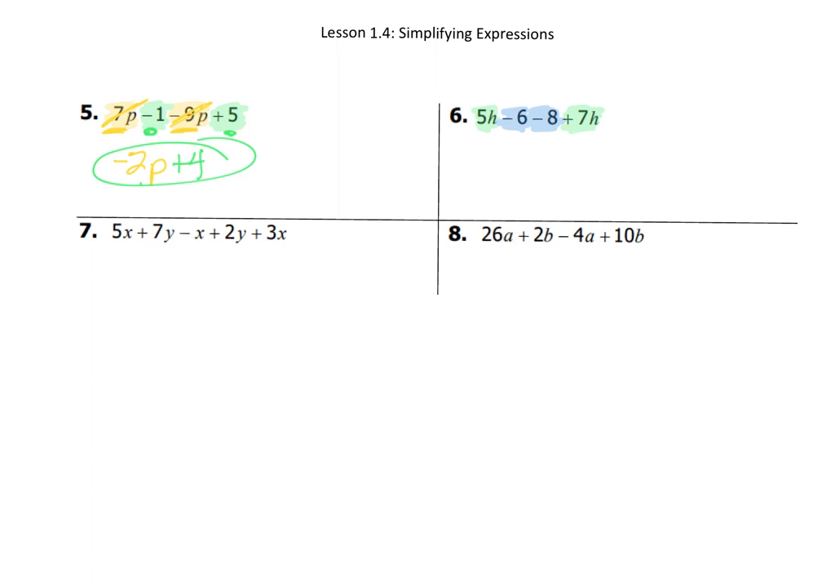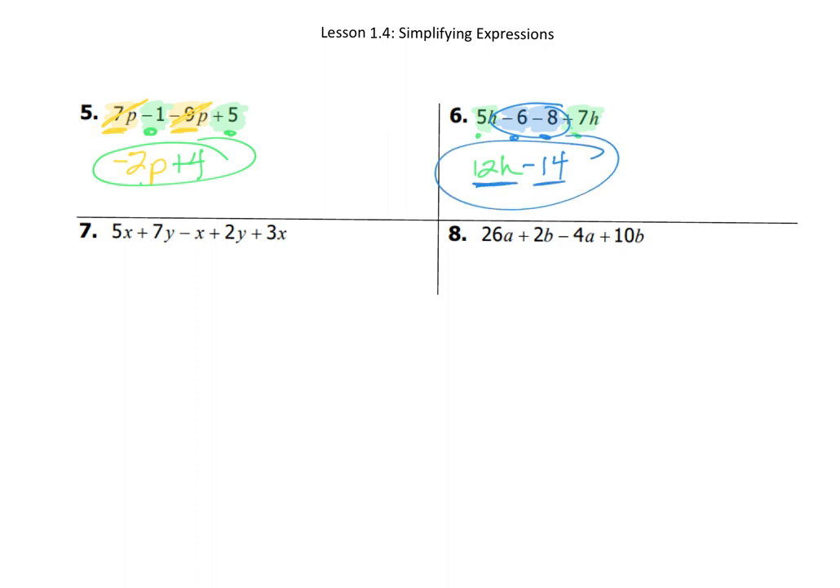So my 5h's and my 7h's, I'm adding 5 and a positive 7 here to make 12h's. My constants, negative 6 and negative 8. Again, if you weren't sure because you don't like dealing with negatives, just type it into your calculator exactly as I circled it. Negative 6, subtract 8, and you get negative 14. And write that afterwards. And again, this is a 12h.